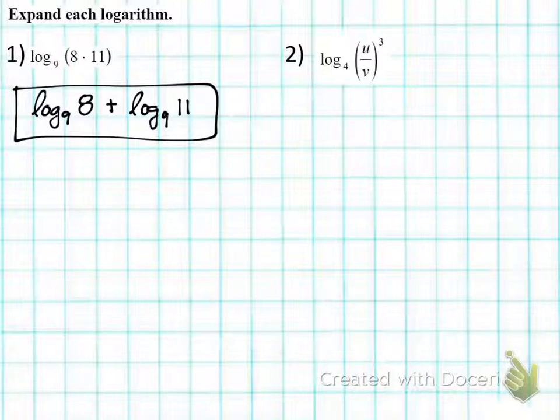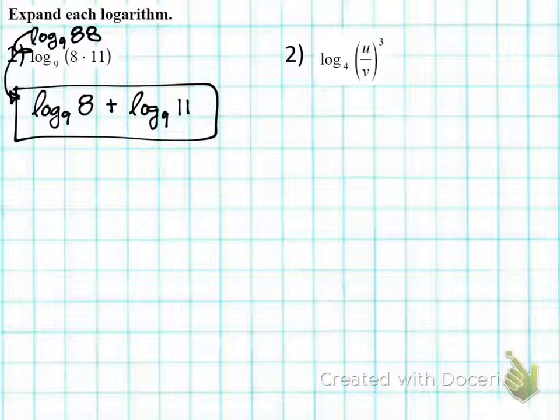And really, the problem before this one should have been the problem given to you. So log base 9 of, what's 8 times 11? 88. So if we had this original log, we could have expanded it as follows, taking each of these steps. Number 2, we have log base 4 of u over v to the third. We have a couple things we could do here.